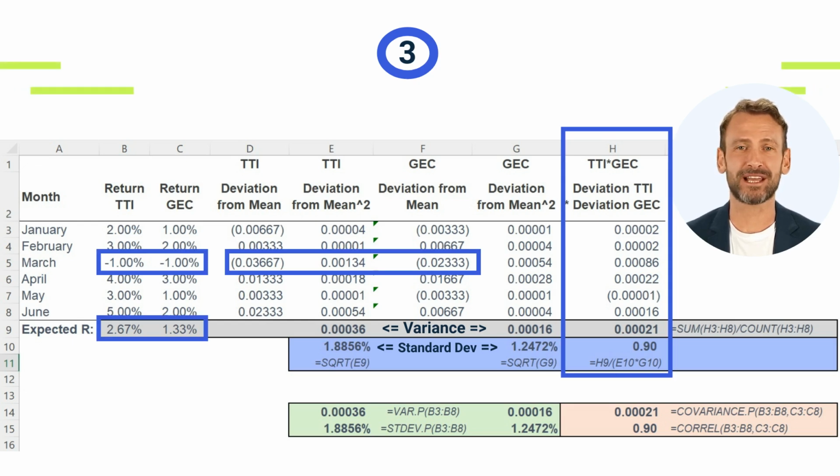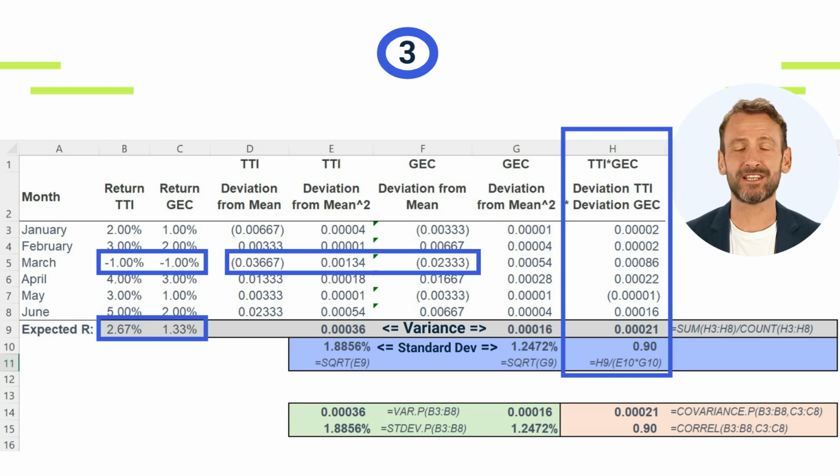To elaborate a bit on the meaning of covariance, let's look at the returns for the month of March. Both returns are negative, and therefore both deviations are also negative. TTI has a return of minus 1%, and its deviation is negative 0.037, which indicates that the minus 1% is 0.037 below the mean, which is the same as 3.7% below the average return. GEC also has a return of minus 1%, and its deviation is negative 0.023, which indicates that the minus 1% is 0.023 below the mean, or in other words, 2.3% below the average return.